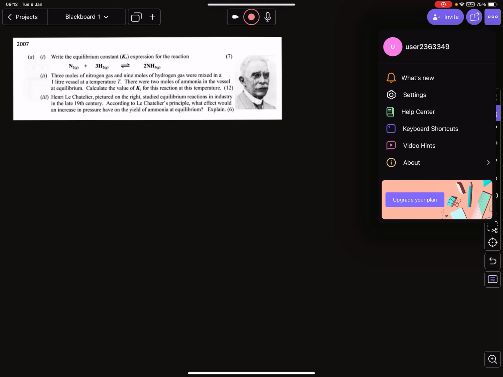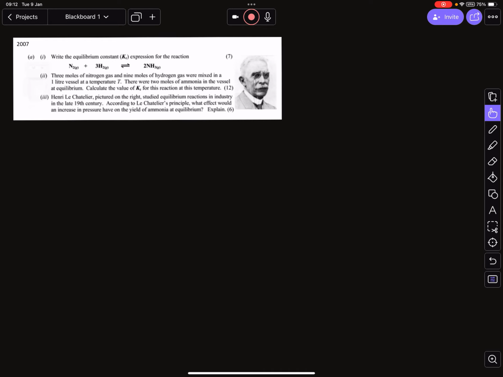Okay, so we're going to look at what I call the straightforward equilibrium calculations. This is the 2007 question. It will more than likely be a question 7, 8 or 9, as part of a full question, or part of question 10 and 11 where you answer 2 parts out of 3. So 2007 is a 2 parts out of 3 question, and we read down through it.